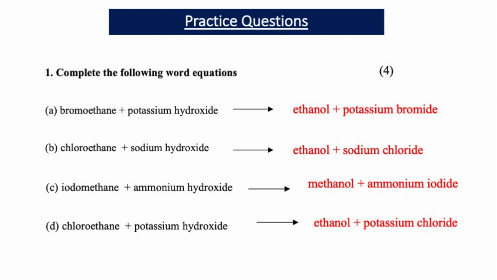And for question C, iodomethane and ammonium hydroxide would produce methanol and ammonium iodide. And question 1D is chloroethane and potassium hydroxide, that would produce ethanol and potassium chloride. And there's 1 mark for each correct answer here, completing these word equations.